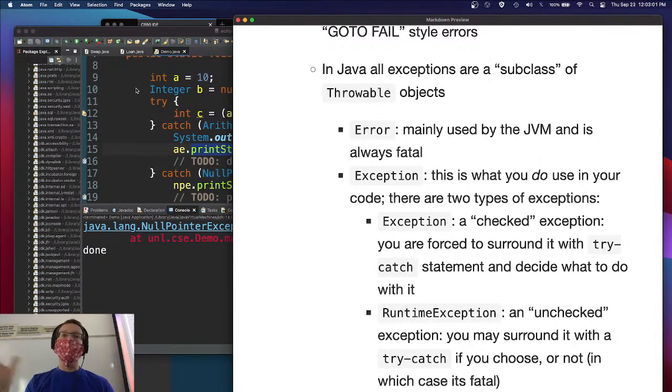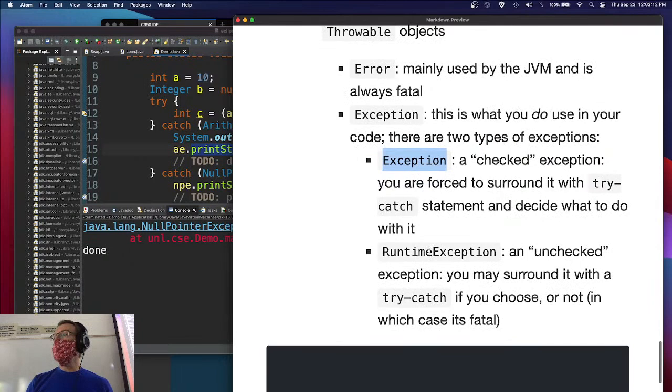And so you don't generally handle errors. But you can handle exceptions. Exceptions are a different type of throwable. This is what you do in your code, and there are 2 major types of them: exceptions and runtime exceptions. Exceptions are called checked exceptions, and runtime exceptions are called unchecked exceptions. With an exception, you are forced to surround it with a try-catch. With a runtime exception, an unchecked exception, you can choose whether or not to surround it with a try-catch.